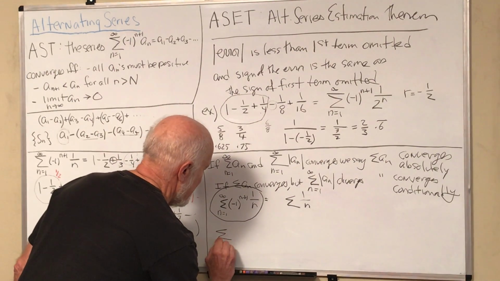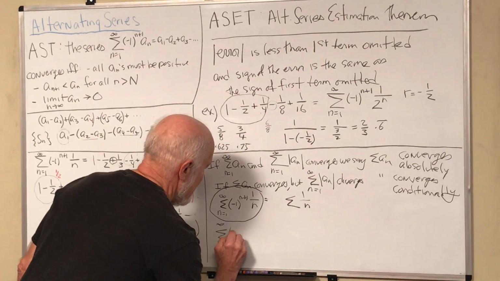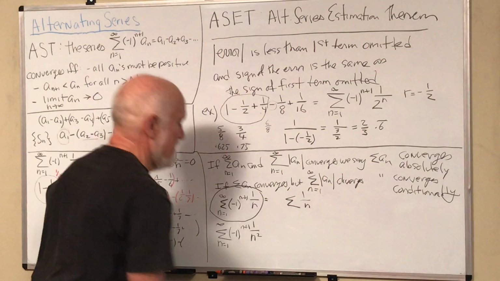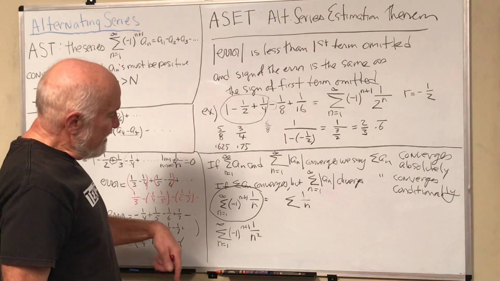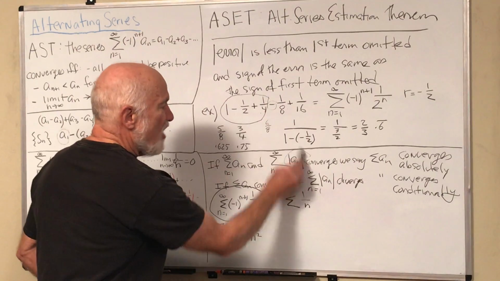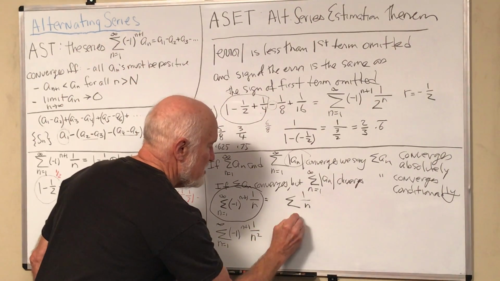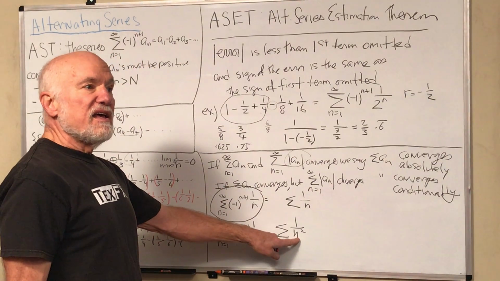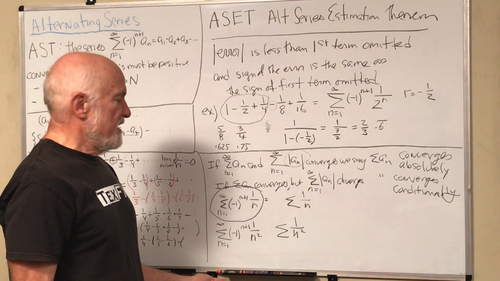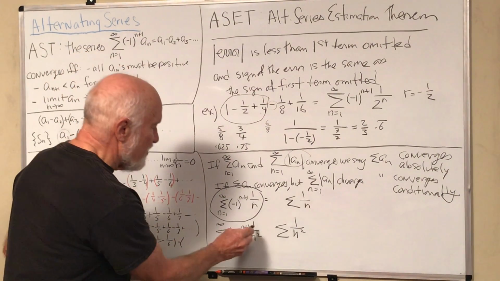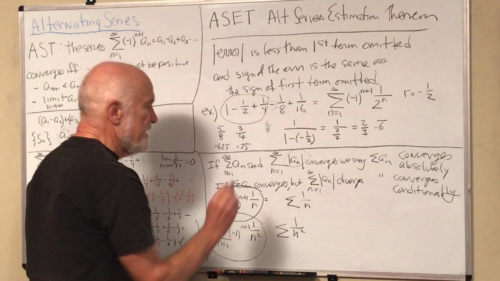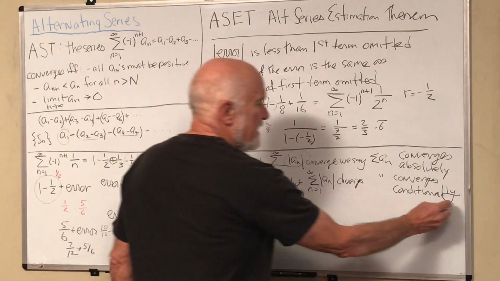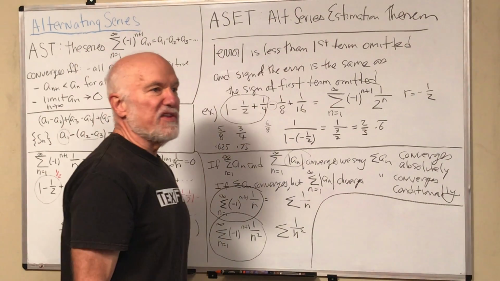Now, what if we took negative 1 to the n plus 1 of 1 over n squared? Now, if we looked at the series as all positive terms, it would just be 1 over n squared, which is a p-series with p greater than 1. Therefore, it converges. So we didn't really need this. This series right here, we would say, converges absolutely. I'll give you some examples on the next board.